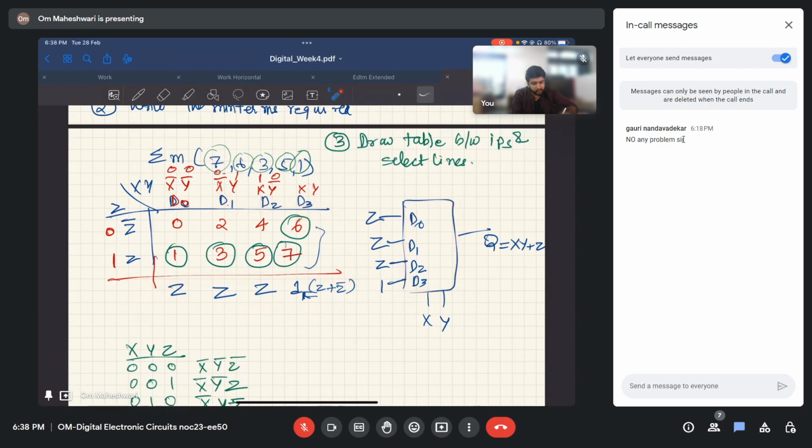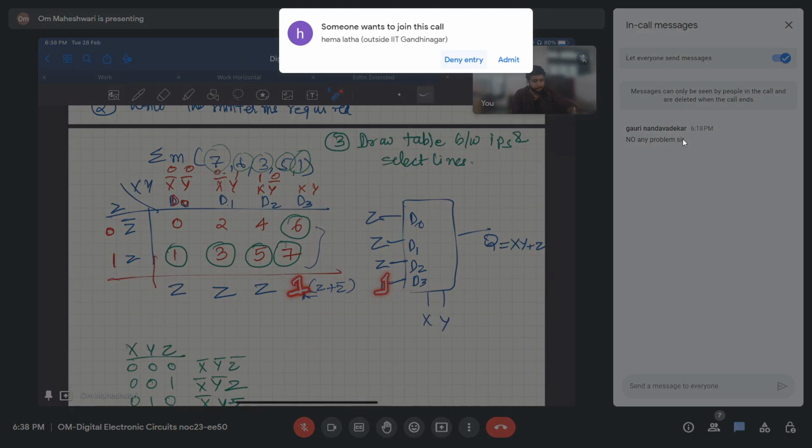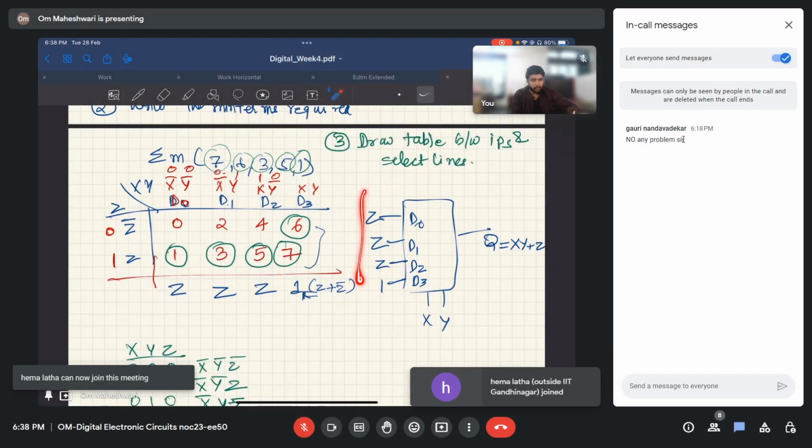So here, since the Z corresponding to Z1 is encircled, we will give Z. Here 3 is encircled, then Z. 5 is encircled, Z. Both 6 and 7 are encircled, that means both Z bar and Z. That is 1, Z bar plus Z is 1. So there we will give 1 here. That is all I have given here.